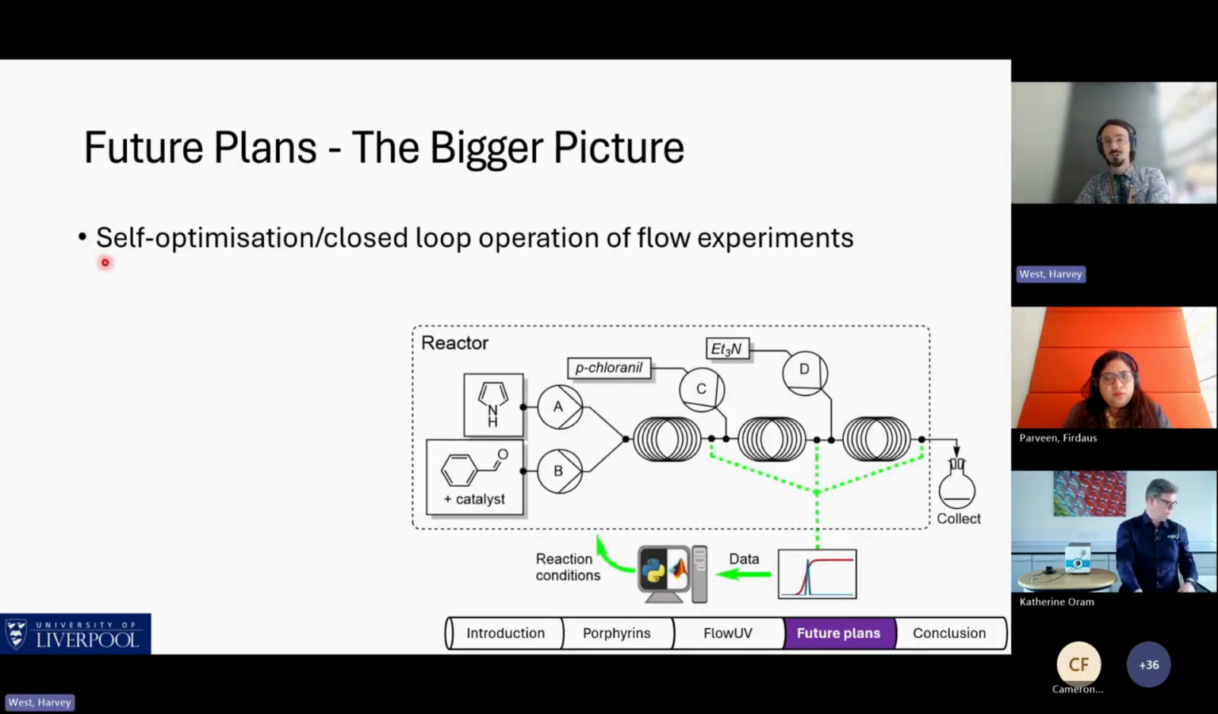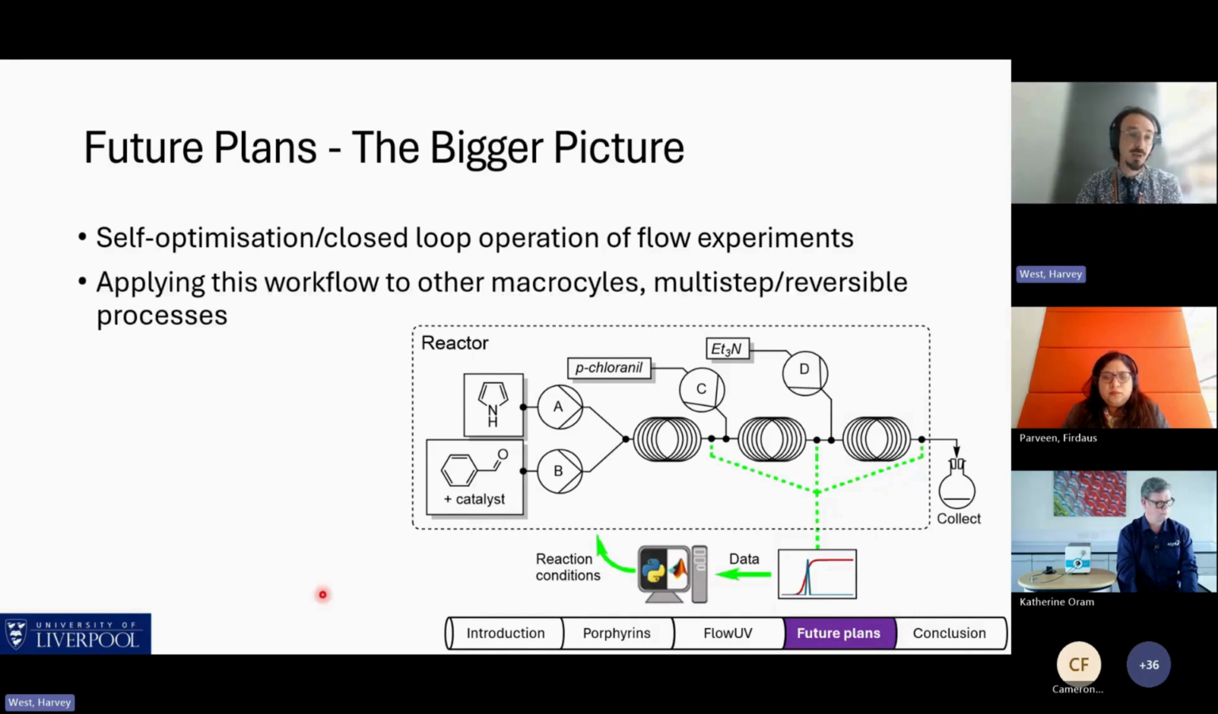Obviously, as I've already alluded to, we're aiming to achieve self-optimization and closed-loop operation of our flow experiments, whereby gathering this multi-point analytical data, we can automatically process it, feed it into an optimization algorithm, and spit out a new set of reaction conditions, rinsing and repeating until we achieve, ideally, an optimum in say, yield or selectivity or reagent use, temperature, those kind of things.